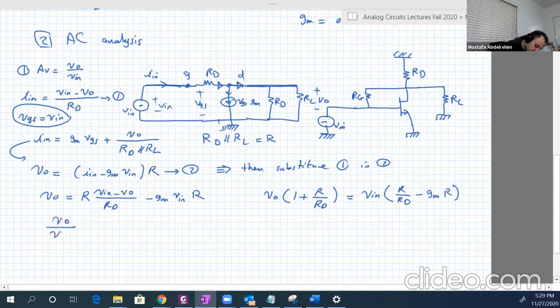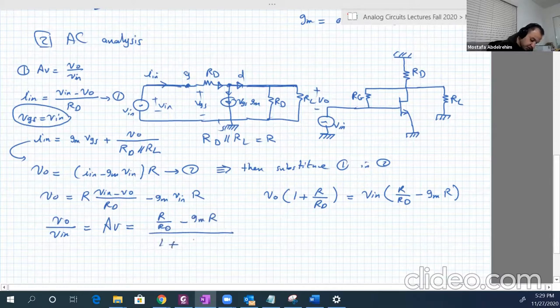Then we can divide now by V input. So VO over V input, which is AV, equal to R over RD minus GM R over 1 plus R over RD. We can take minus GM R as a common factor, and remember R is RD parallel RL. And this will give us here 1 minus 1 over GM RG.